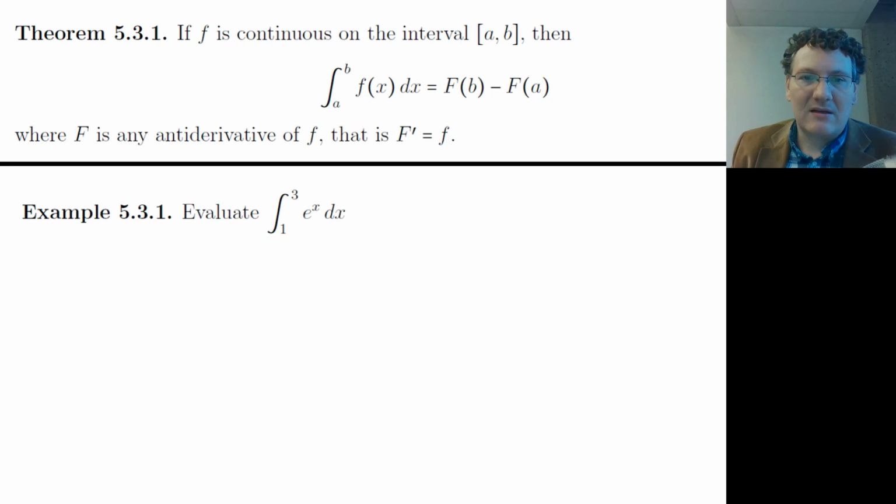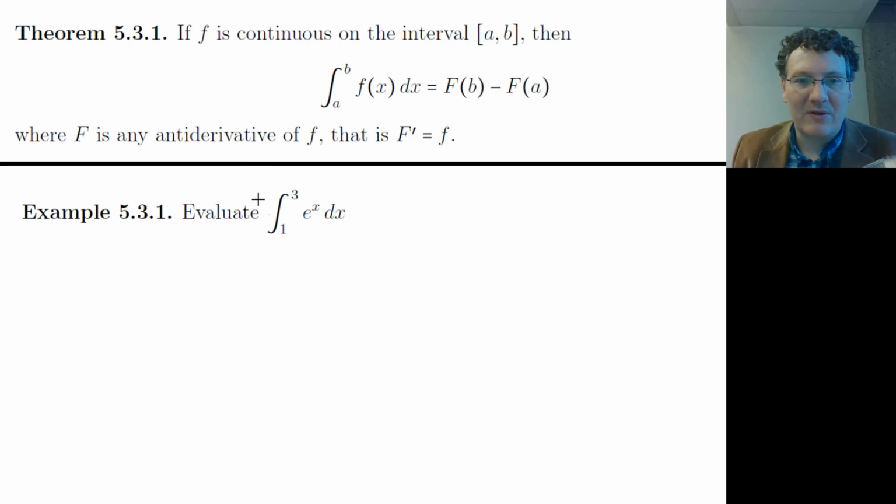So now we have the theorem that tells us how you evaluate a definite integral. If you have a continuous function f on the interval from a to b, the definite integral from a to b of f of x dx is capital F, its antiderivative, evaluated at b, minus capital F evaluated at a. So this is what you have to do: find the antiderivative and evaluate it at the two endpoints.